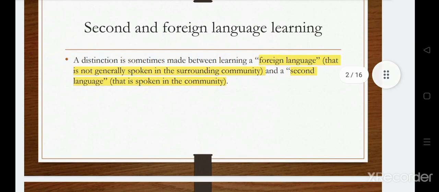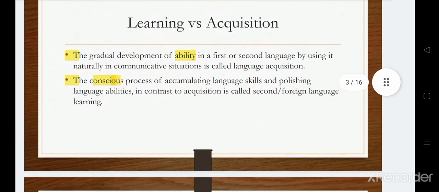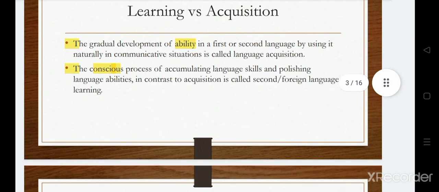What is the difference between second and foreign language? A foreign language is a language that is not generally spoken in the surrounding community. If you belong to a community where that language is not spoken, it is foreign for you. And a second language is one that is spoken in your community. All right, and now we'll see learning versus acquisition.